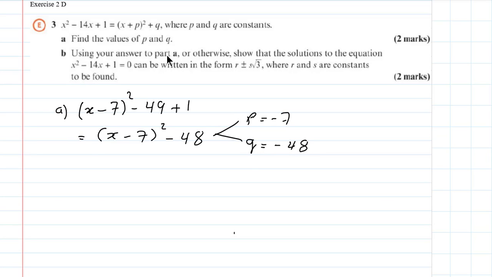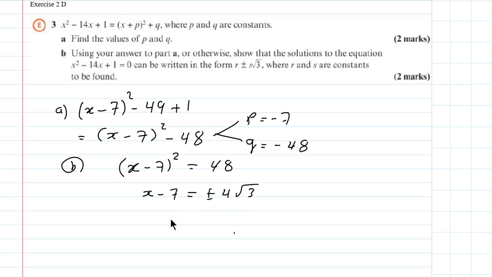B, using your answer to part A or otherwise, show that the solutions to the equation lie. Okay, very good. We will solve the equation but using completing the square. So I will rewrite this equation in the completed square form, x minus 7 all squared minus 48 equals 0, or equals 48, right? And then take the square root of both sides. Then we have x minus 7 equals positive or negative, so it can be 4 square root of 3, and then x will be 7 plus or minus 4 square root of 3.